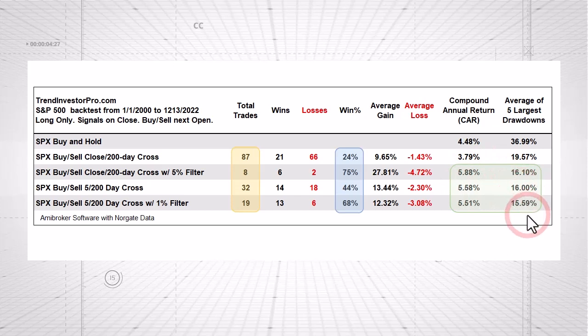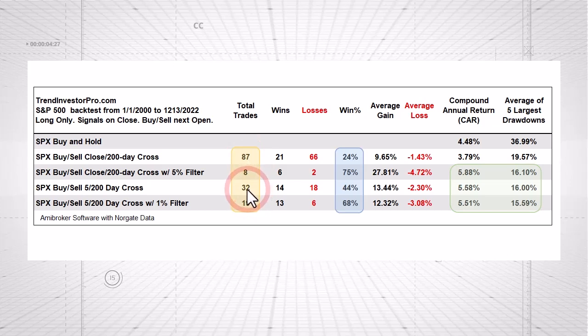As far as the differentiating factors, you've got 2 things. First, you have the number of trades. If you look at the close-200 with the 5% filter, you just had 8 trades, not very active. So if you don't want to be active, this is the strategy for you. If you just want to wait until there's a clear close above the 200-day that's 5% or more, you're not going to trade very often. If you want a little more action, you're going to go to the 5-200 cross with the 1% filter, 19 trades. And the 5-200 cross has 32 trades, which is the most active of the 3. But all 3 have a lot fewer trades than just the close-200 cross.